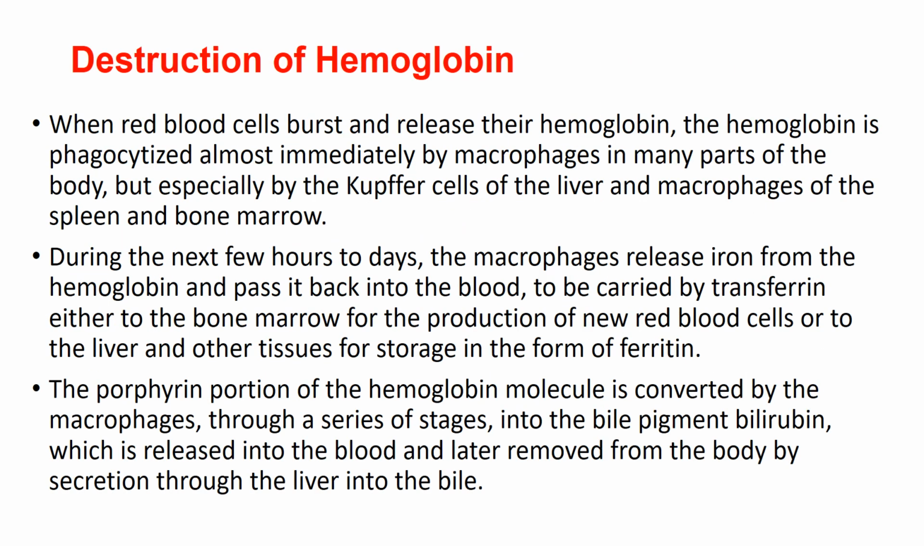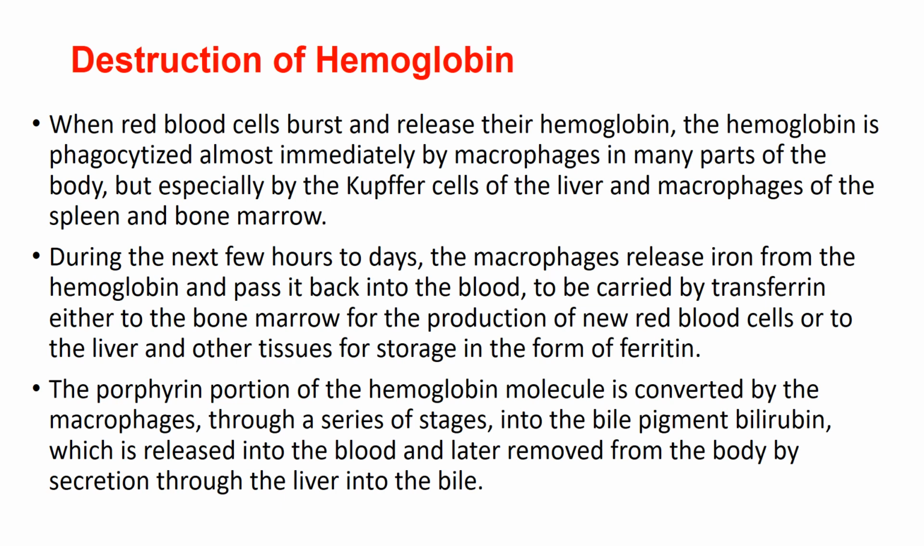Destruction of hemoglobin. When red blood cells burst and release their hemoglobin, the hemoglobin is phagocytized almost immediately by macrophages in many parts of the body, but especially by the Kupffer cells of the liver and macrophages of the spleen and bone marrow. During the next few hours to days, the macrophages release iron from the hemoglobin and pass it back into the blood, to be carried by transferrin either to the bone marrow for the production of new red blood cells or to the liver and other tissues for storage in the form of ferritin.